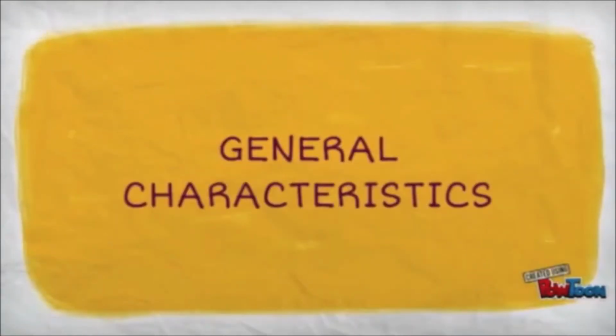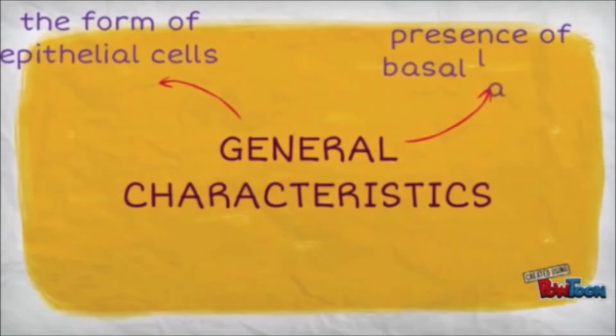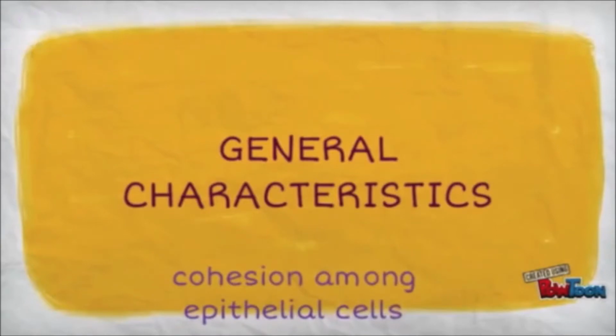Now is the general characteristics of epithelial tissue. First, the form of epithelial cells. Second, presence of basal lamina. And the last one, cohesion among epithelial cells.